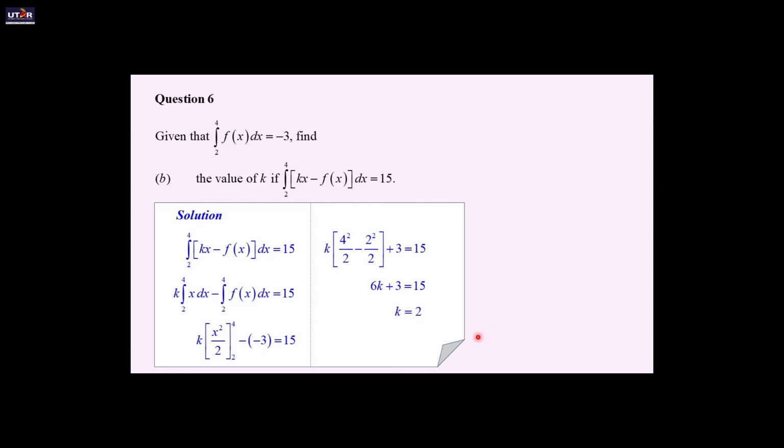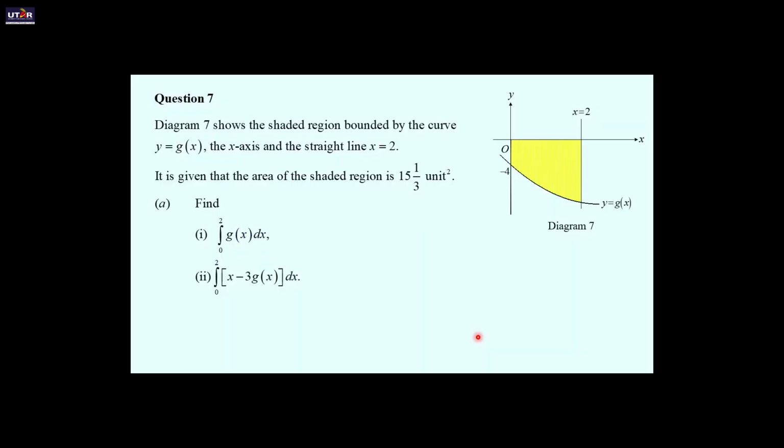Let us continue with question 7. Question 7 involves the application of integration, area bounded by the curve. In diagram 7, there is a shaded region bounded by the curve y equals g(x), the x-axis, and also the straight line x equals 2. You are also given that the area of the shaded region is 15 and 1/3 unit squared. Part A, part 1. Find the integral of g(x) with respect to x from 0 to 2.